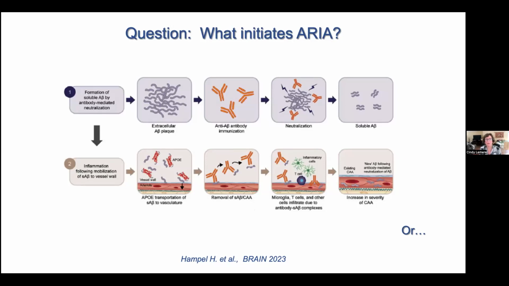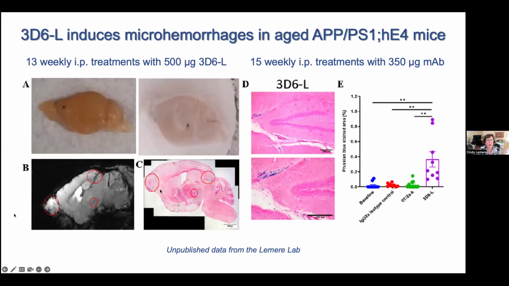But based on some studies we've done recently, we think that there might be an alternative hypothesis. The way we got there was that we were doing treatments with 3D6L, which is the same as 3D6, except it's a recombinant antibody that our friends in Germany made for us. This is the bapineuzumab mirroring precursor. In this particular study, these were very old APP PS1 mice on a humanized ApoE4 background.